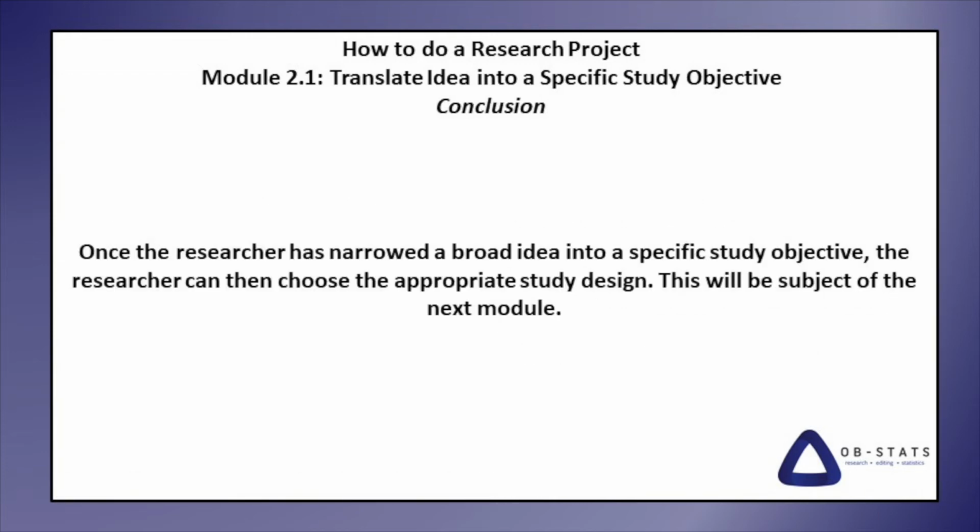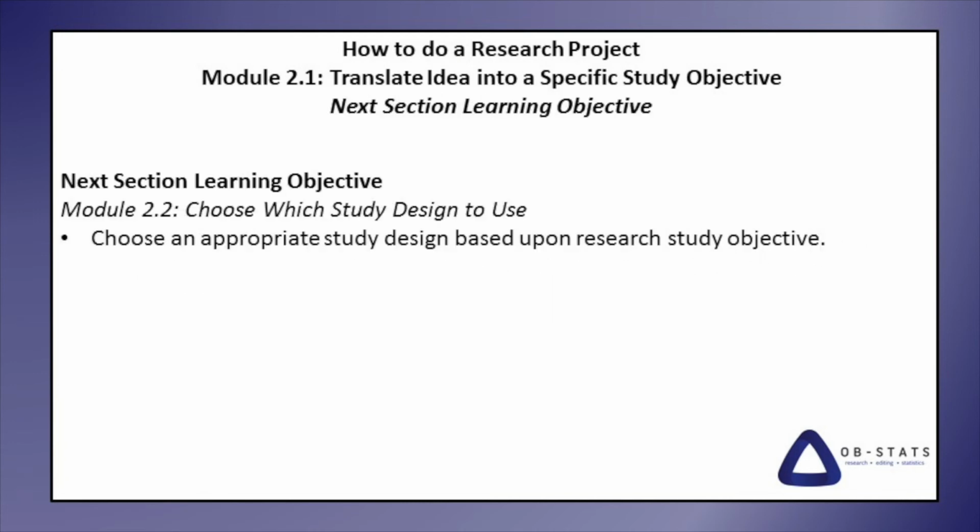Once the researcher has narrowed a broad idea into a specific study objective, the researcher can then choose the appropriate study design. This will be the subject of the next module. The next section in this course is Module 2.2, Choose which study design to use. The learning objective for this module is to choose an appropriate study design based upon research study objective.